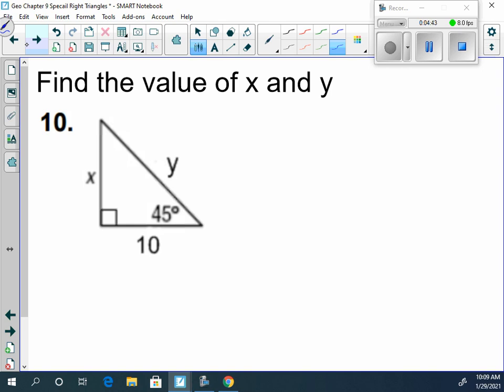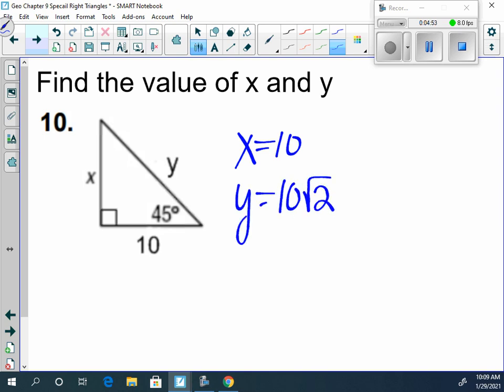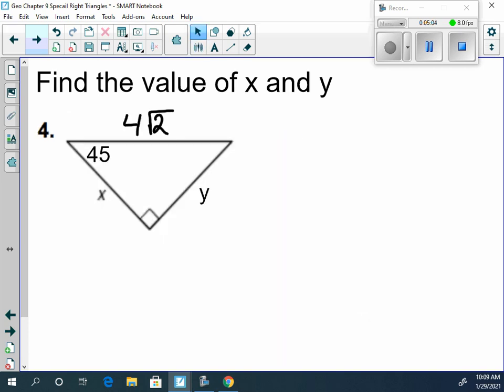Let's see what this one here. Sides opposite the 45 degrees are the same. The hypotenuse is whatever that measure is times square root of 2. Okay. This time, do they give us one of the side lengths that's opposite 45? No, what did they give us? The hypotenuse, 4 square root of 2.